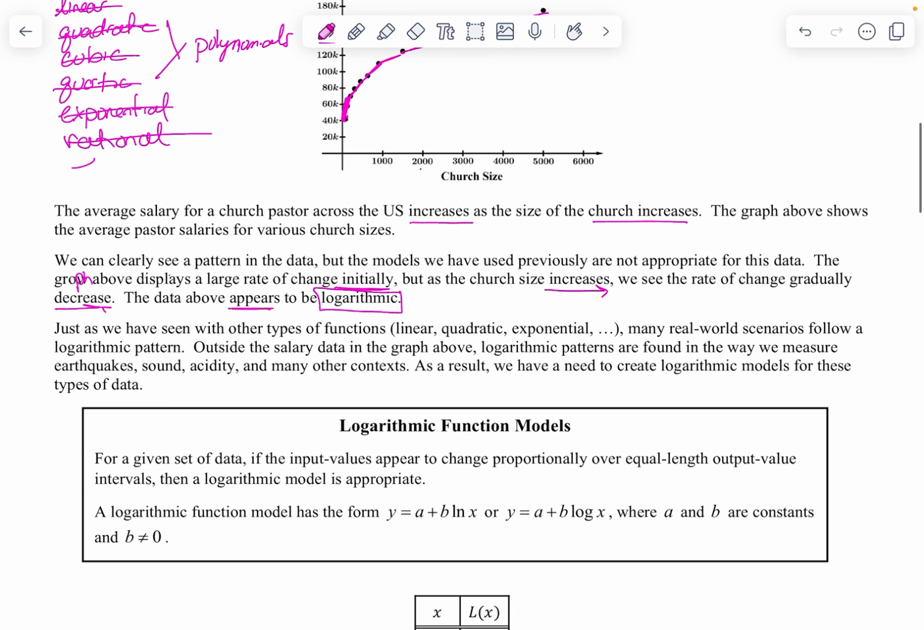Just as we've seen with other types of functions, linear, quadratic, and exponential, many real-world scenarios follow logarithmic patterns. Outside of salary data, logarithmic patterns are found in the way we measure earthquakes, sounds, acidity, if you remember in chemistry, pH, and many other contexts, and sound when it comes to decibels. And then earthquakes with the Richter scale. So we'll be doing examples with these. As a result, we have a need to create logarithmic models for these types of data.